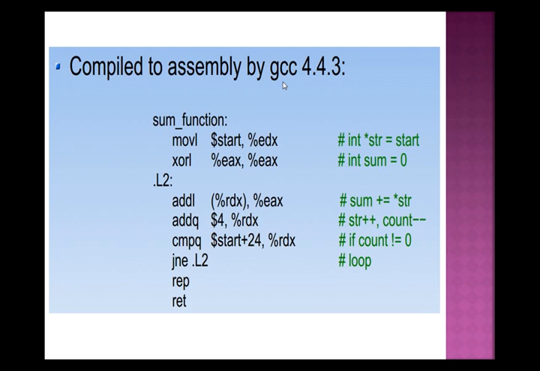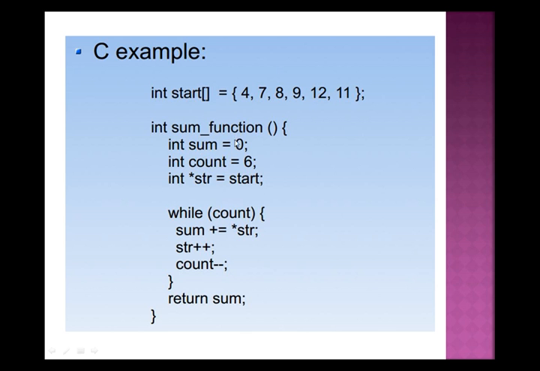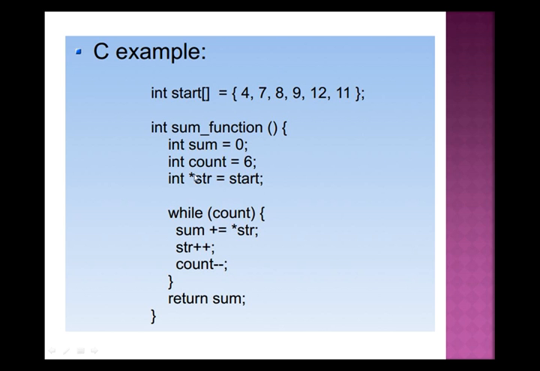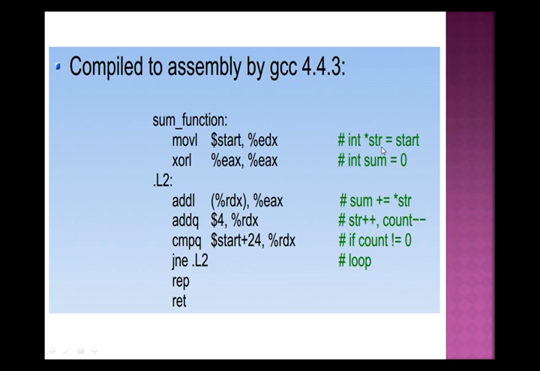Next, how to compile to assembly by GCC 4.4.3. This is how we can compile in assembly language. First, the same sum function. Movl, first move the pointer, the same syntax: int pointer str equals start. Start is the array that has an address, and that address is stored by the str pointer variable. Then the XOR operation on EAX and EAX, that is sum equals 0, initializing the value of sum to 0.